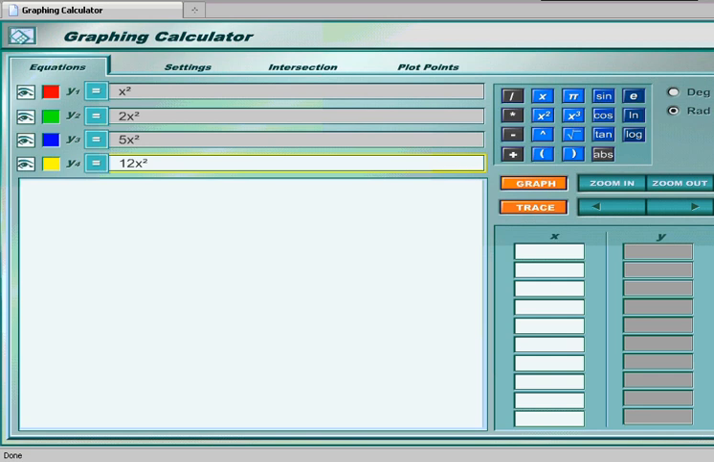I have my 4 equations in my graph here. Notice that y is already given, so we just need to fill in the second half of our equation. Notice the colors here. We have red, green, blue, and yellow. Those will be according to each one of the graphs. So we are going to make a comparison to x squared. Notice that our coefficients, our a values, are going up here. So we have 2, 5, and 12. Let's go ahead and graph this to see what happens.